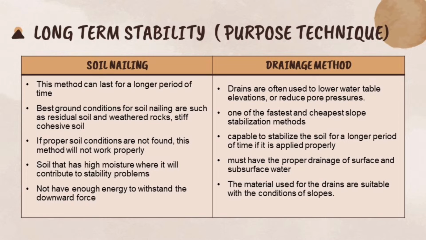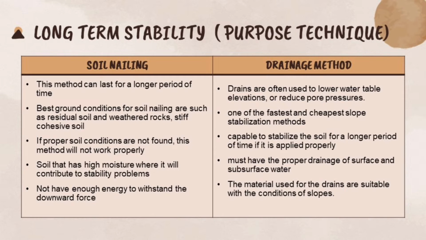The soil nailing method can be used if suitable soil conditions are met. With the right ground condition, the soil nail can last for a longer period of time. The best ground conditions for soil nailing are residual soil, weathered rocks, and stiff cohesive soil. However, if proper soil conditions are not found, this method will not work properly. Soil that has high moisture will contribute to stability problems. As a result, the slope does not have enough strength to withstand the downward force and failure occurs.